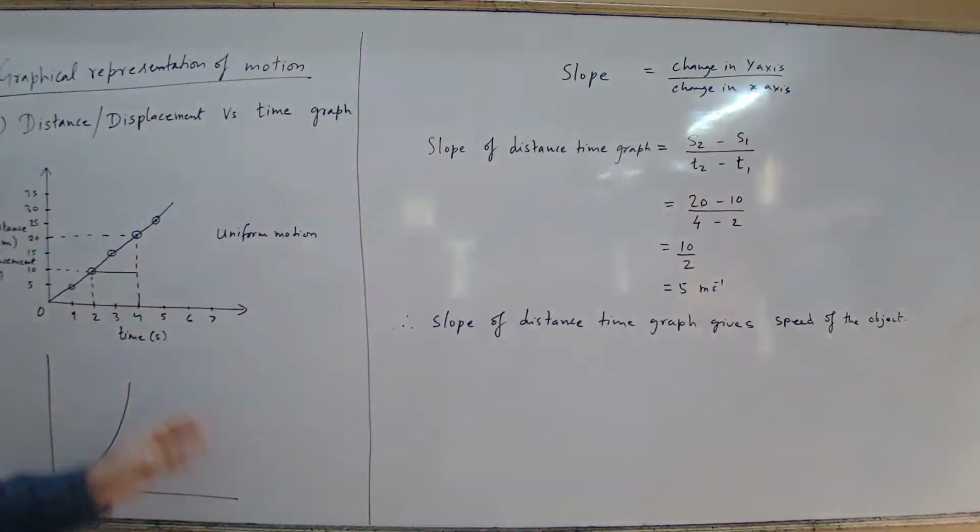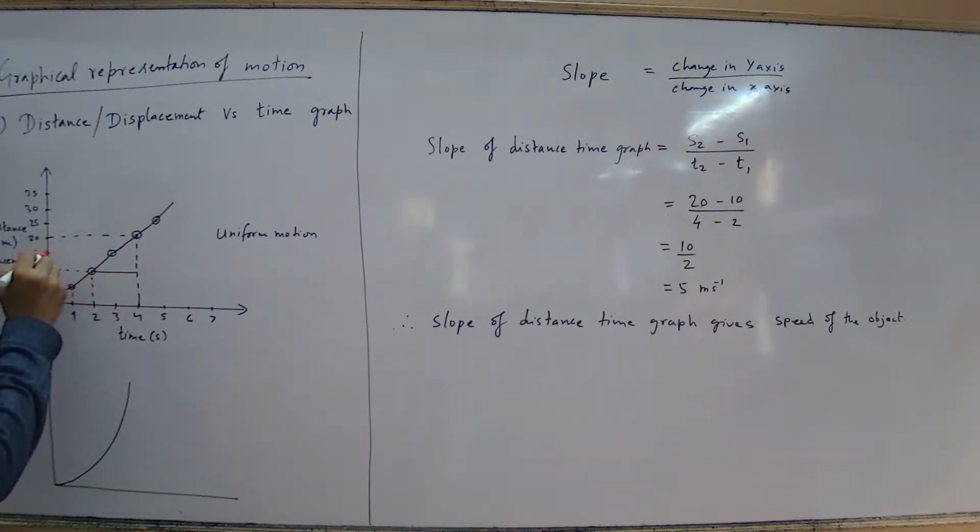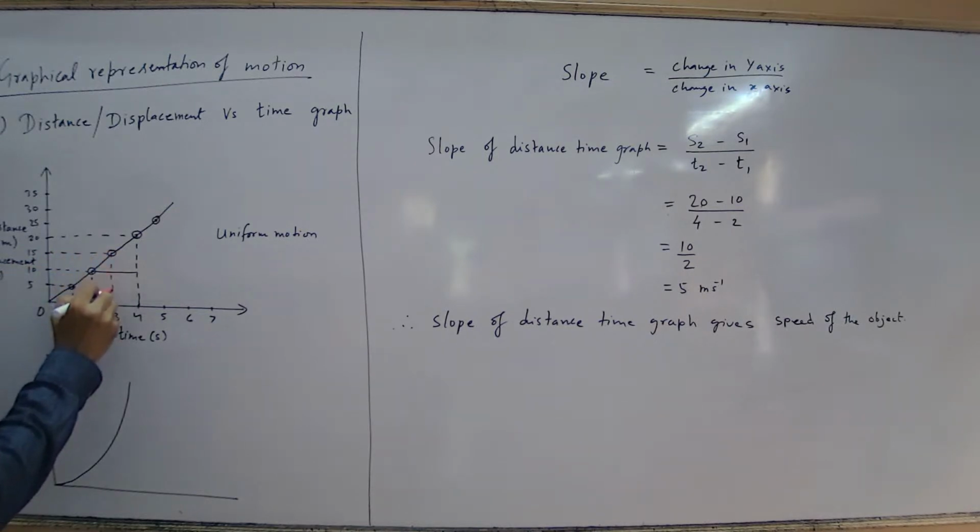Okay? So from a straight line distance time graph, you can say that it is a uniform motion. So its speed has to be constant, isn't it? So now let us find out its speed in any other time interval. Let us say between 1 and 3. So this is the change, variation in distance, and this is the variation in time. Let's find out.